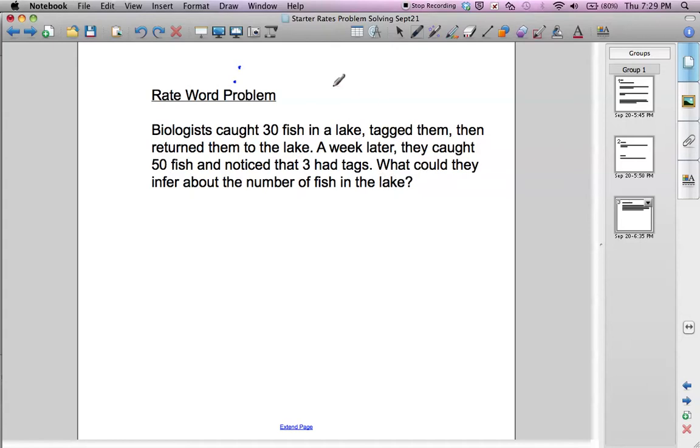Well, this is actually what scientists do to figure out how many fish are in a lake. They tag some of them, put them back, then they catch the fish later, like maybe a week later, and then they figure out how many fish are in the lake. I'm going to solve this problem two ways.